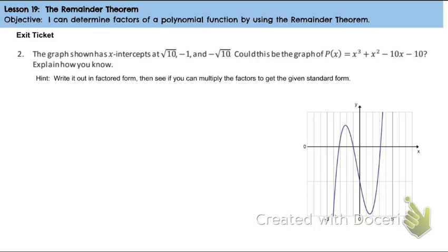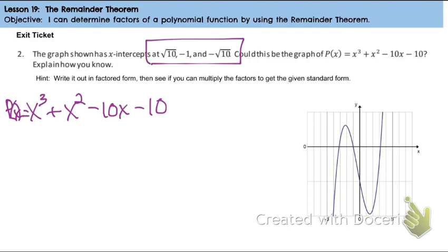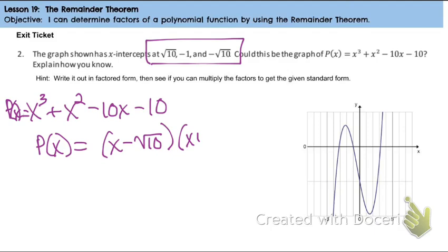So they gave us this p of x equals x cubed plus x squared minus 10x minus 10. Now, if those are indeed factors, then p of x should equal x minus the square root of 10 times x plus the square root of 10. I'm writing them out of order. So that's that one, and then x plus 1.